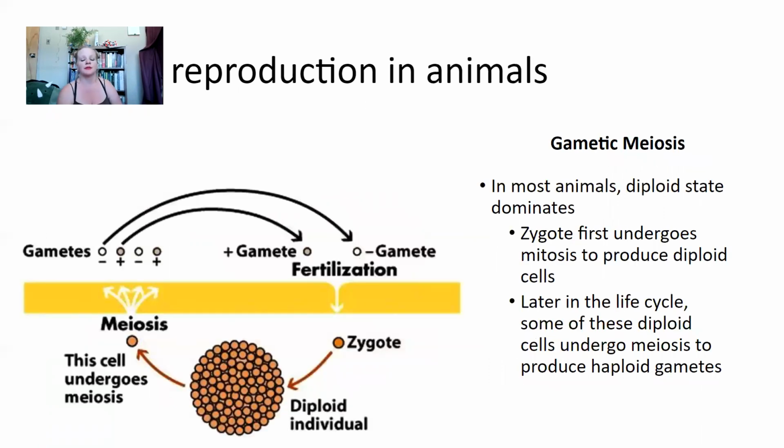All right, reproduction in animals, we have gametic meiosis. What's going to happen is most animals spend the majority of their life in their diploid stage. Then we have specialized cells that undergo meiosis. Boom, there's meiosis. This is going to make gametes. Gametes are going to find each other, do fertilization to make zygotes. So then there we go, we hit all of those things.